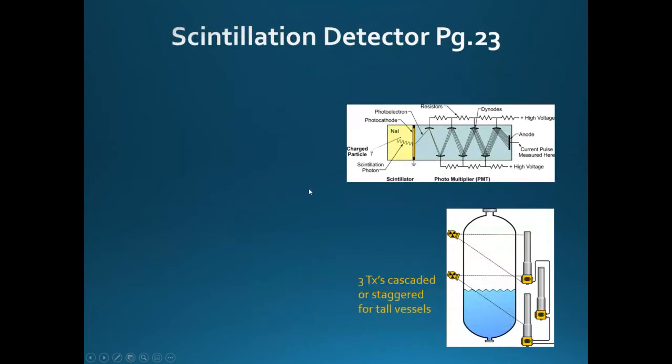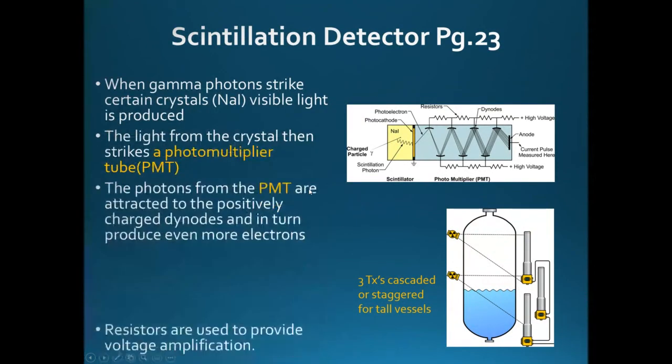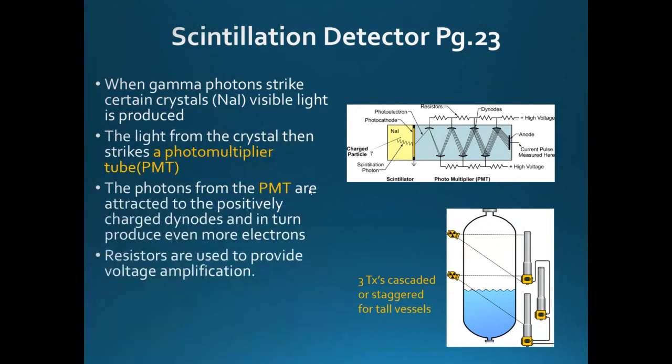Okay, last but not least, here we have the scintillation detector. How does this one work? When the gamma photon strikes certain crystals, in this case sodium iodide, a visible light is produced. This goes back to the science of spectroscopic analysis that we touched on really quickly in matter part A, where scientists learned that if they hit an atom with a certain type of energy, the electrons move up or down a level, and as they do that, they give off a certain type of light, and we can identify elements by that light. It's crazy, but it's true.